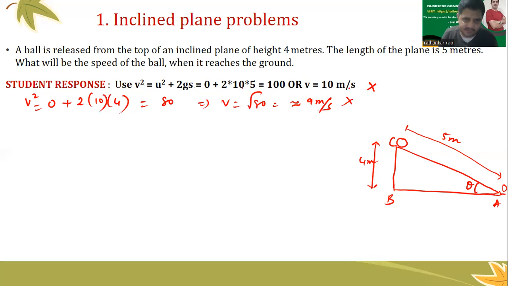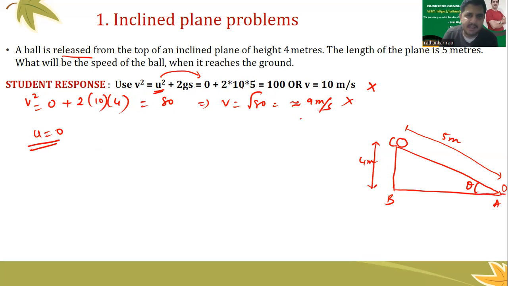Why shouldn't I use this? See, S is correct, G is correct, 2 is correct, everything is correct. What can go wrong? The first thing that can go wrong here is that we investigate the value of U. Why should U be taken as 0 here? I have taken U equal to 0. Why? Look at this. A ball is released from the top, which means it started from the rest position. So there is no doubt that we have taken the right parameter. Definitely the value of U is equal to 0.